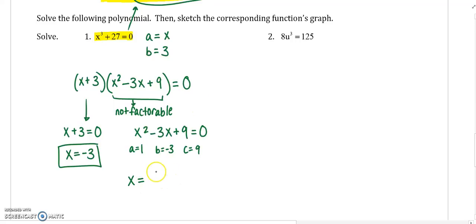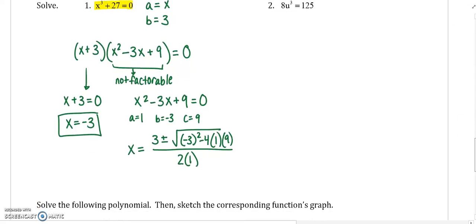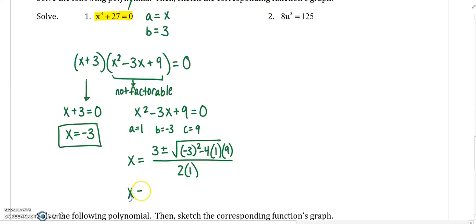So quadratic formula, that's negative B, so negative 3 is positive 3, plus or minus the square root of b squared minus 4 times a times c all over 2 times a. And then I'll just simplify. All right, x equals 3 plus or minus.